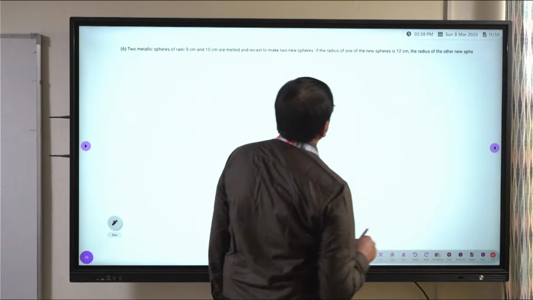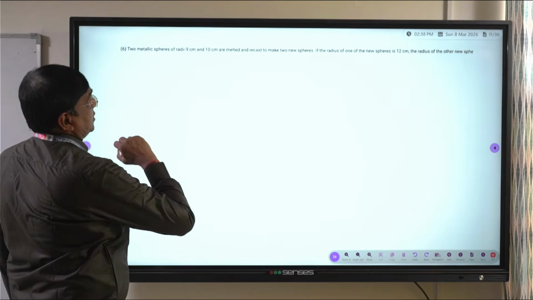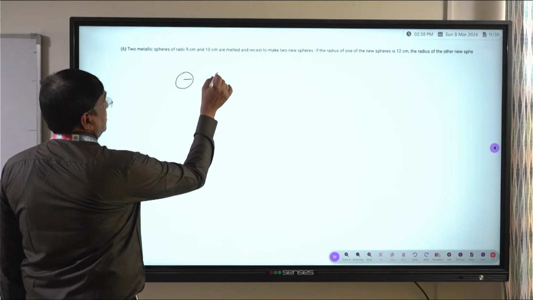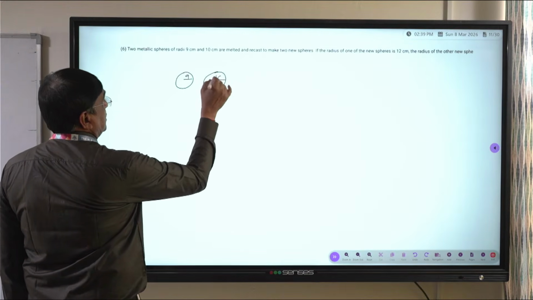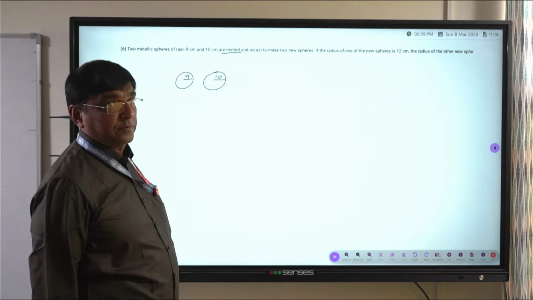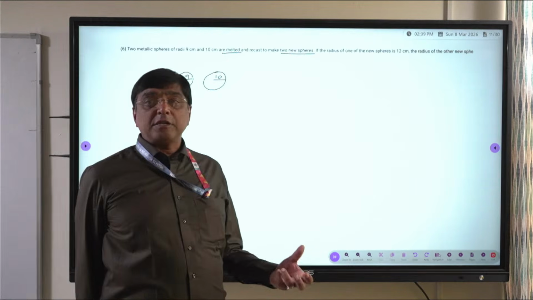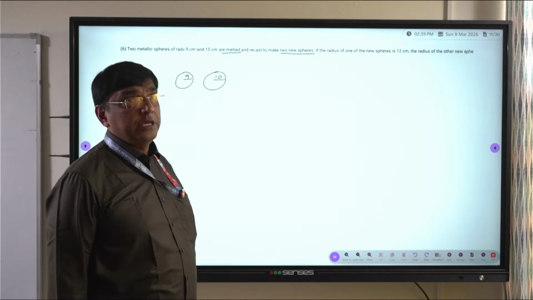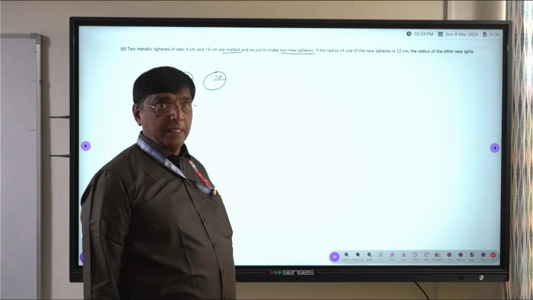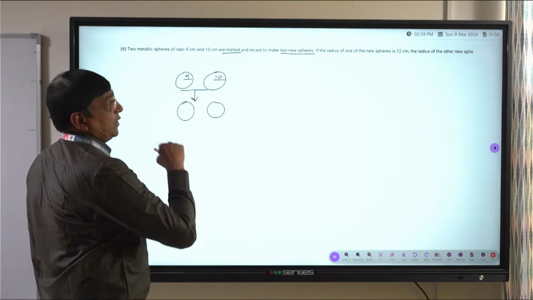Next one. Given two metallic spheres of radius 9 and 10 centimeter. Two spheres. One is of radius 9, one is of radius 10. Are melted, इसको melt कर देना, and then recast into two new spheres. Generally इस टाइप के सब में one new sphere दिया होता है, यहाँ दो दिए हैं. दो sphere को melt करके दो नए sphere बनाने. So another, इसको melt करके इसमें से हमें ये दो sphere बनाने.